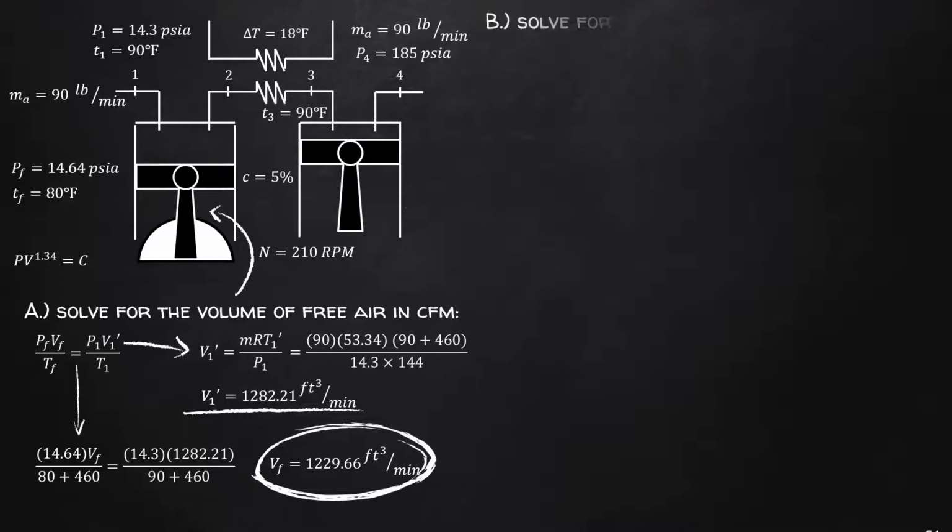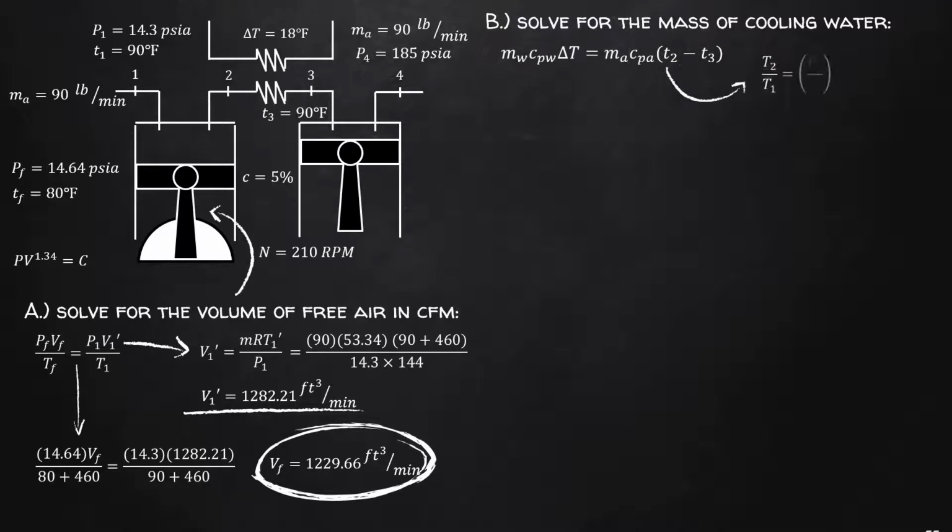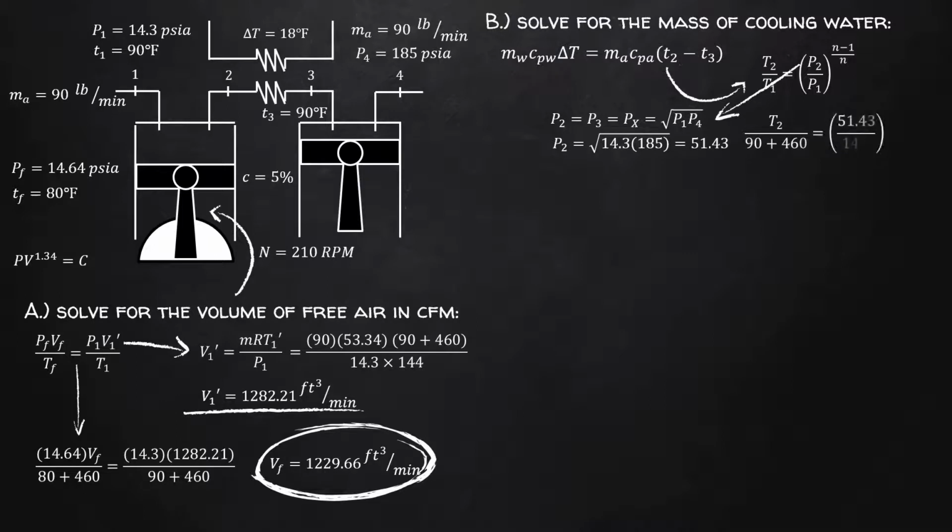We will now solve for the mass of the cooling water using this heat balance equation. Temperature 2 is not given, so we will need to find it first. Again, pressure 2 is not given, and we need to find it. P2 and P3 is equal to Px, which is the intercooler pressure. Substitute P2 and the other givens and solve for T2.